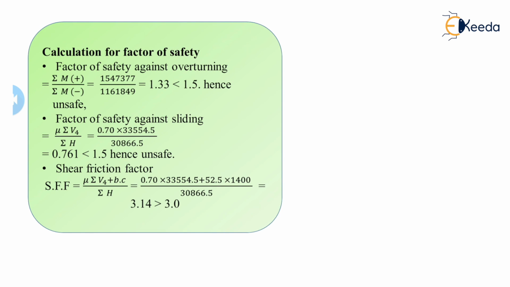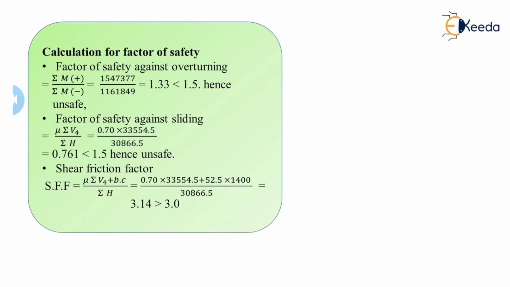And finally, we have to check the factor of safety against overturning. So positive moments to the negative moments. Substitute that value, we will get 1.33. Actually, in the previous slide, I told you that when the value is greater than 1.5, it is safe, and when the value is less than 1.5, then it is unsafe. So here you can see 1.33 is less than 1.5, so it is unsafe in overturning.